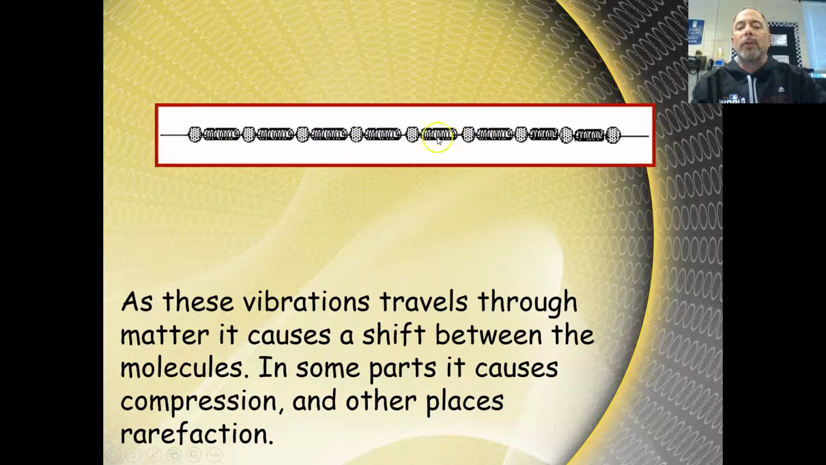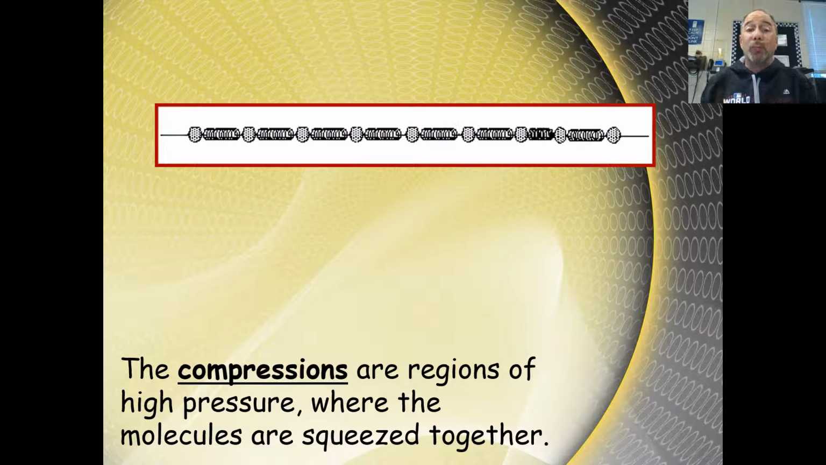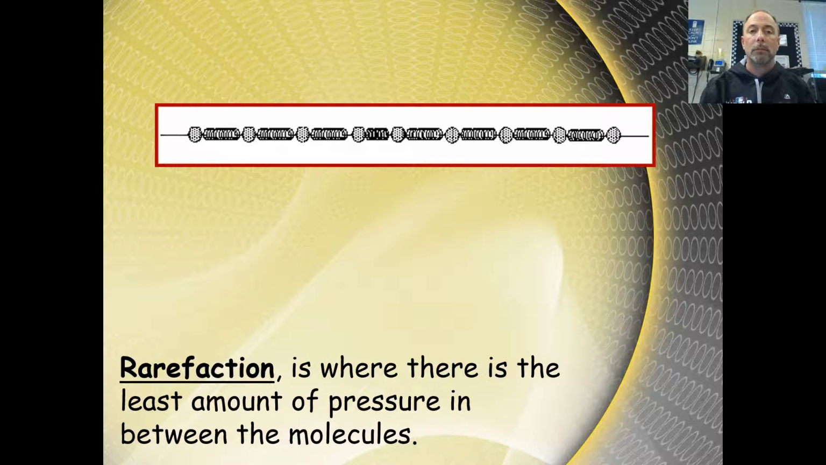If you look at our little coils and springs here, you can follow this wave as it goes through. In front of that wave is the compression, and behind it is the separation, or the rarefaction. And this is what makes up a sound wave. The compressions, bold-faced, are regions of high pressure where the molecules are squeezed together. Rarefaction, I lied, you do need to know that word. Rarefaction is where there is the least amount of pressure in between the molecules.